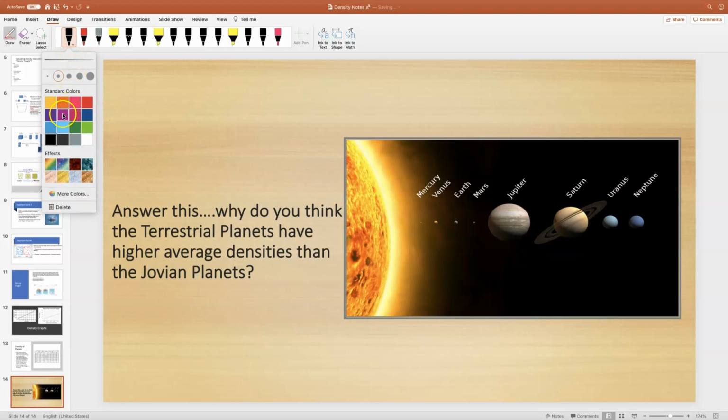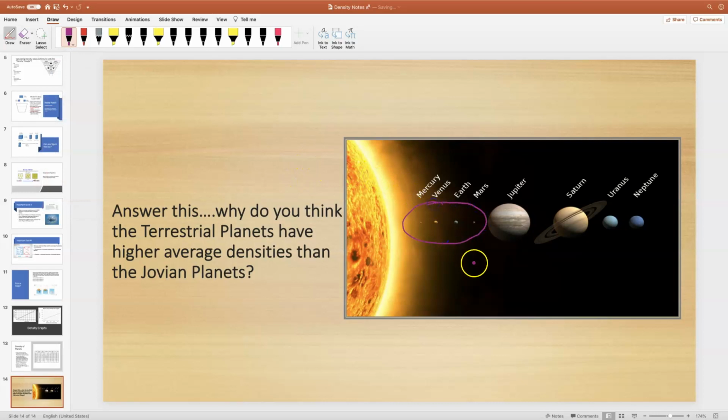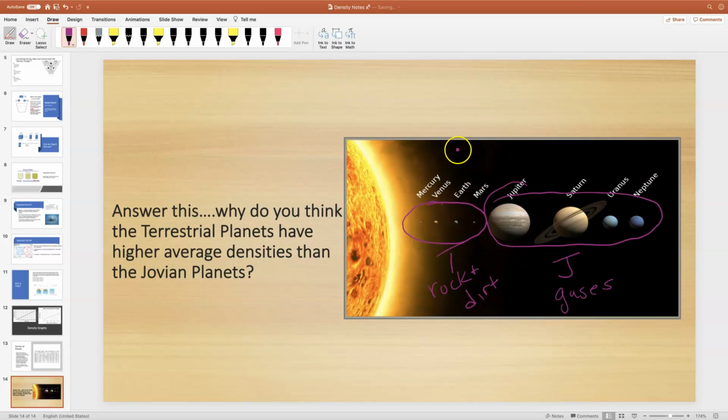If you go back to what I just said and you think about this, these first four planets are terrestrials, have higher densities because they are made up of rock and dirt, which is more of a solid material, whereas the next four, which are your Jovians, J for Jovian, are made up of gases. And we should know that unlike water, most things in our solar system and universe are most dense when they are solids and least dense when they are gases. Okay, so that is our final slide for this.